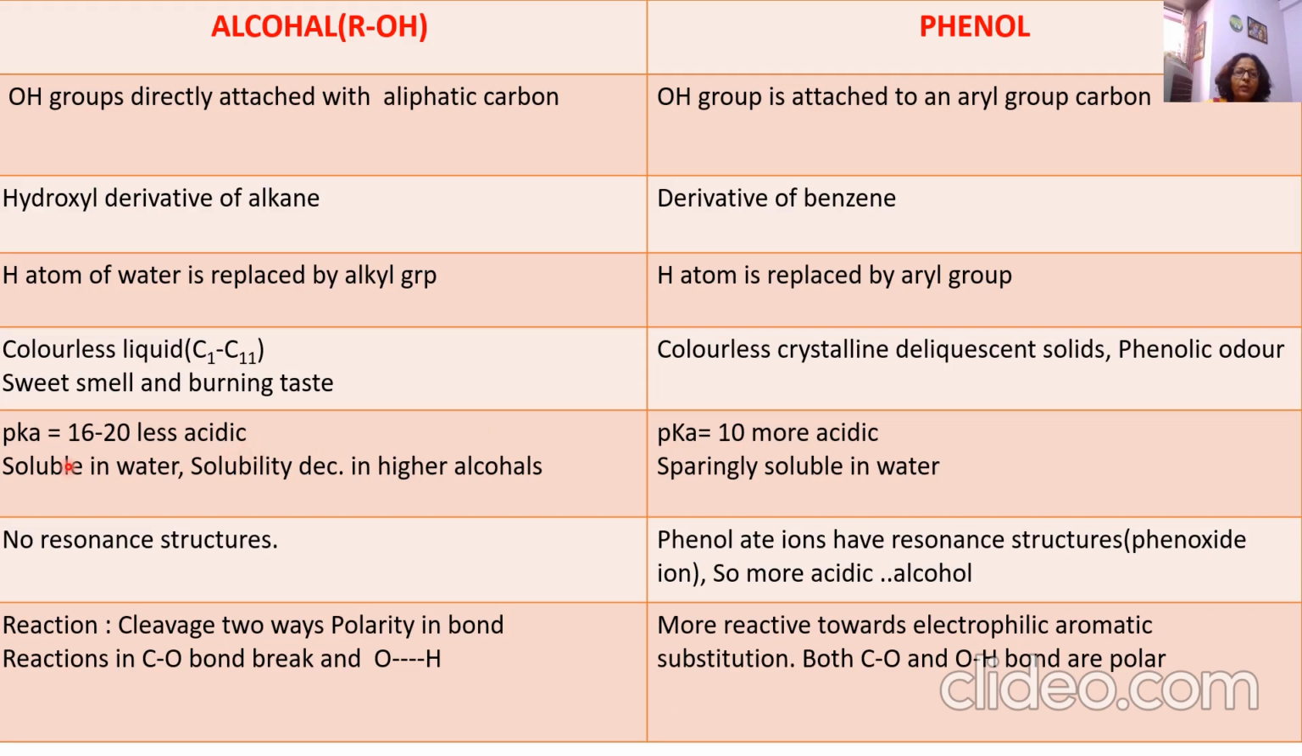Their pKa value lies in the range between 16 to 20, whereas phenols are more acidic because they form a resonance stabilized structure. Alcohols are more soluble in water and phenols are sparingly soluble in water. Now let's talk about the reactions. Because the hydroxyl group is a polar bond, alcohol gives two types of reaction, due to bond break of the C-O bond and due to the O-H bond. Whereas phenol, along with these two reactions, gives electrophilic aromatic substitution reactions.